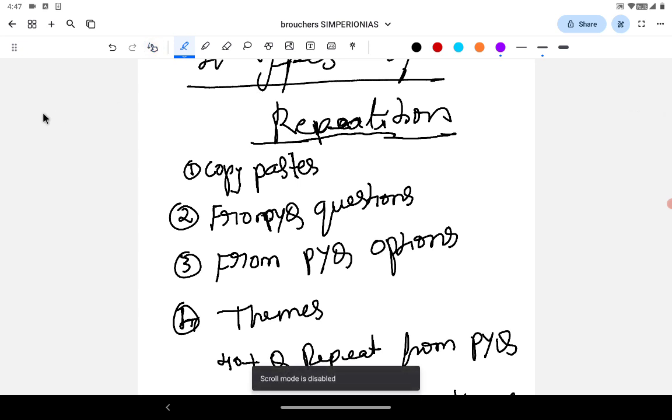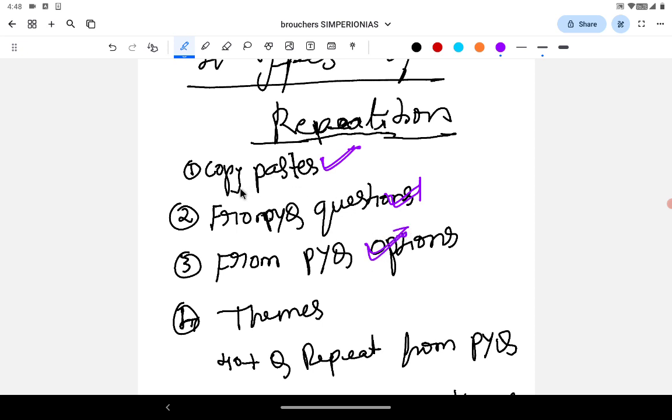The first is the direct copy paste. The PYQ questions, either from the CAPF, CDS, NDA, or the civil service examination, are directly copy pasted. The second way is from PYQ questions. The previous year questions are modified to form new questions. The third type is from the PYQ options. Normally for every question UPSC gives 4 options, and one of the options is picked and made into a question and repeated in the next year. That's the third type.